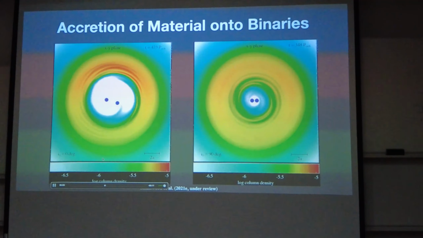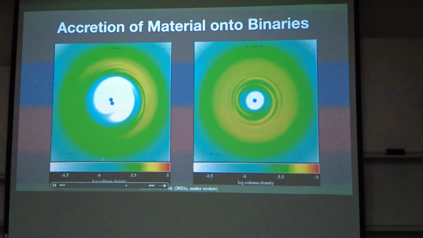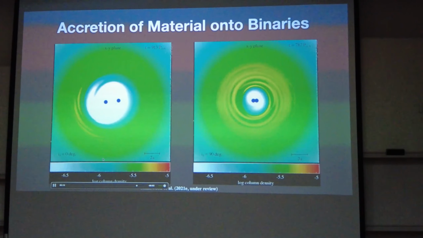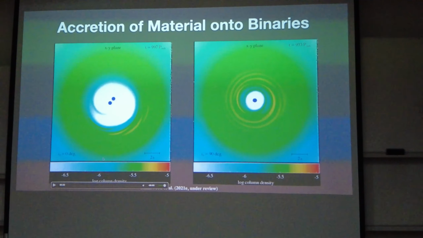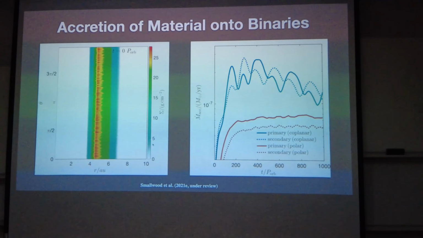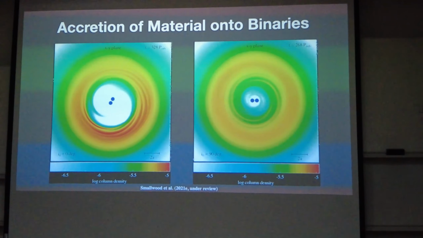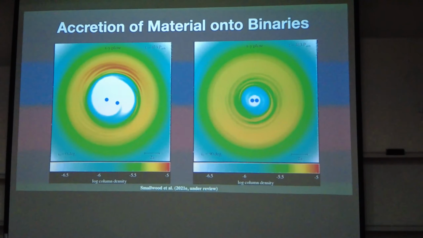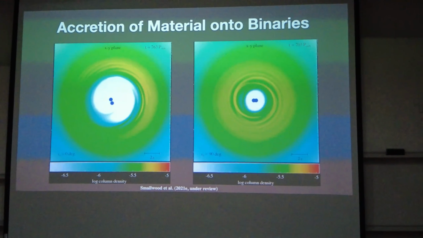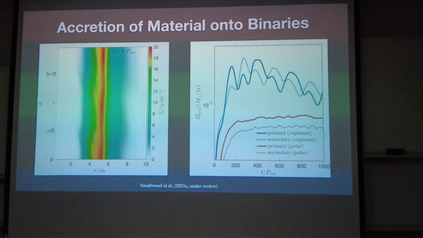On the left is a coplanar disk, and on the right is a polar disk, and they're both face on. For the coplanar disk, you get this eccentric clump that is produced. The left panel is a coplanar disk, and you can see this clump that's produced, which has been seen before, but you don't get a clump produced in the polar disk. On the next slide, this left panel is just looking at the clump.